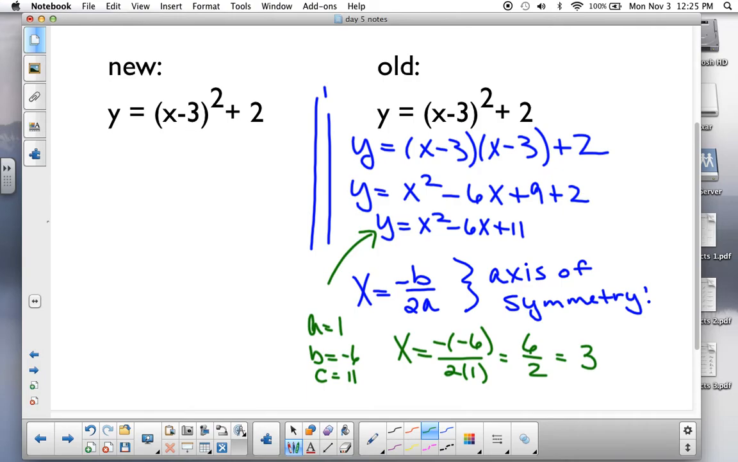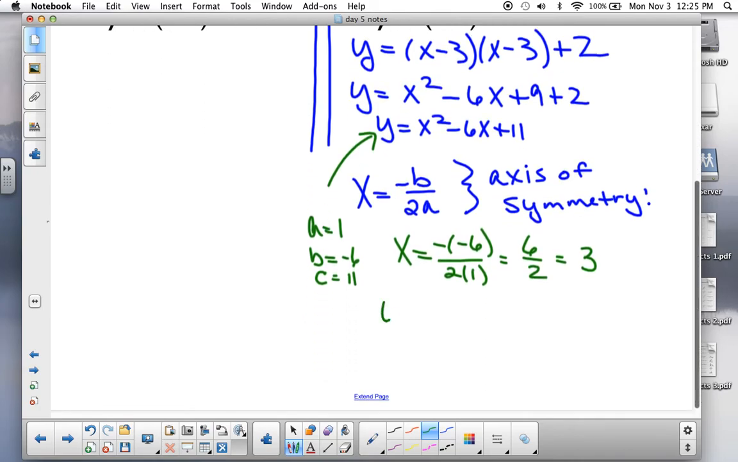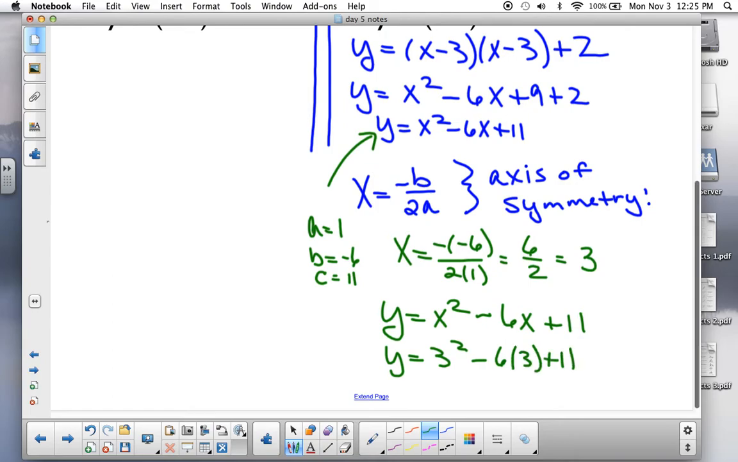So if the x is 3, I'm going to plug 3 in here and substitute and get the corresponding y. So now I go back to this equation, put the 3 in and get the y. This, by the way, is how you would do this if you didn't have a graphing calculator. 9 minus 18 plus 11. That and that make negative 9 plus 11. I think the answer here is 2. So my whole point here is that 3, 2, this x, this y, is the vertex or turning point of that parabola. Now this is, again, how you do it longhand.